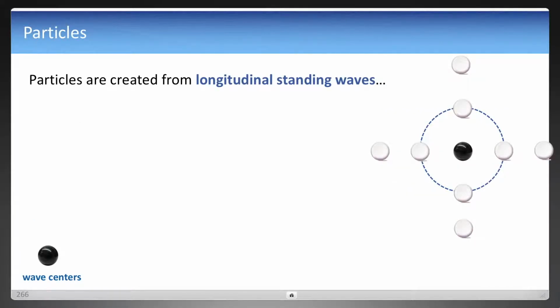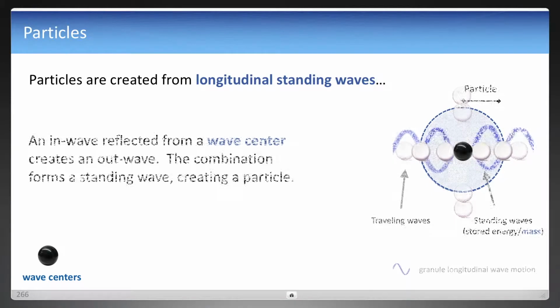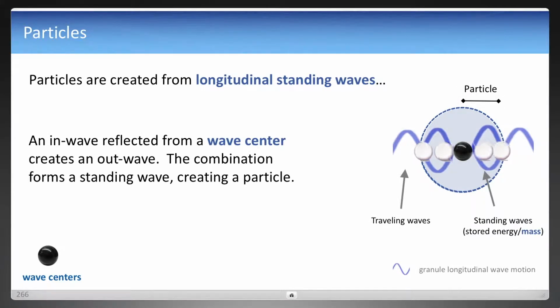But first, particles. Particles are created from longitudinal standing waves, that energy of the granules bouncing around, which is very hard to visualize, so it will be represented as sine waves in the future, as you see in the bottom right. But this is a particle, standing waves of energy. And that standing wave, by the way, is created from an in wave reflected from that wave center, creating an out wave, and this combination of those two waves merged together becomes the standing wave.